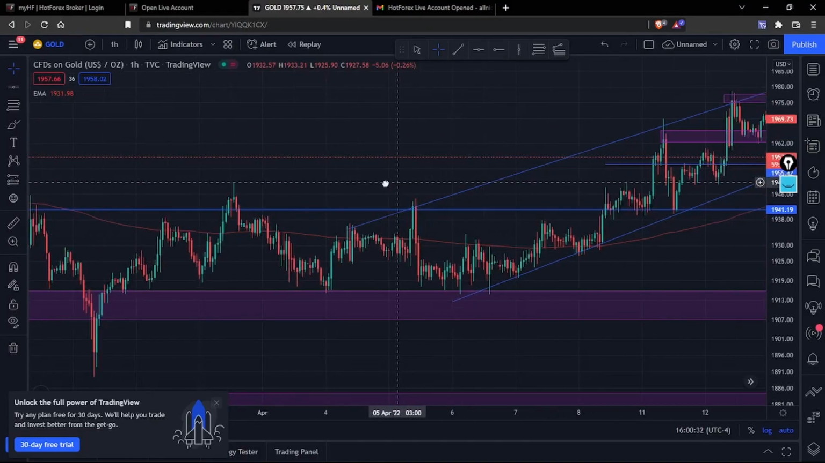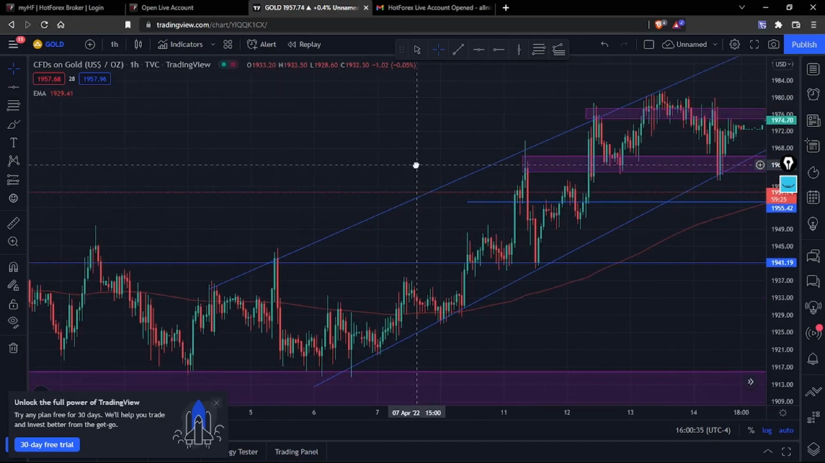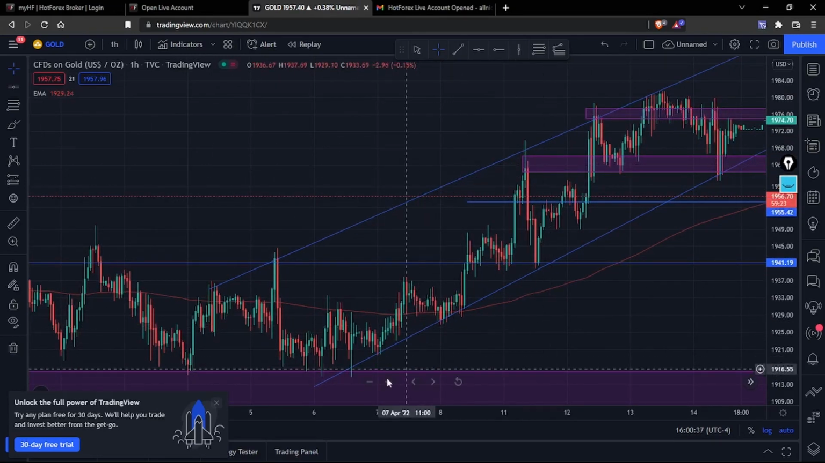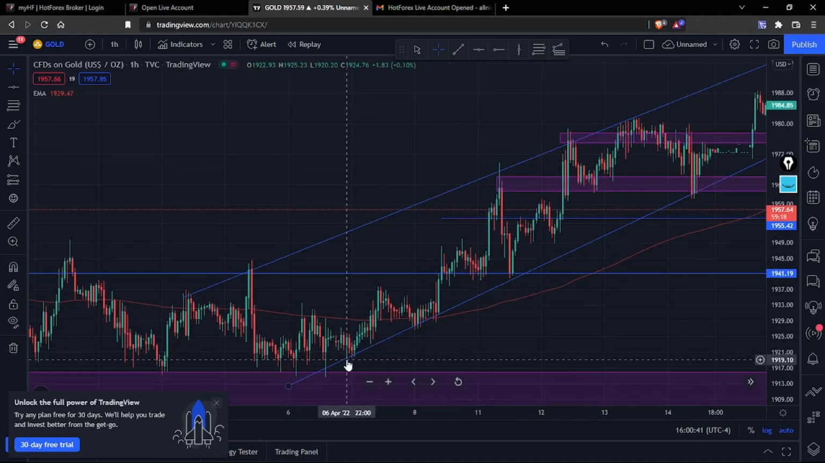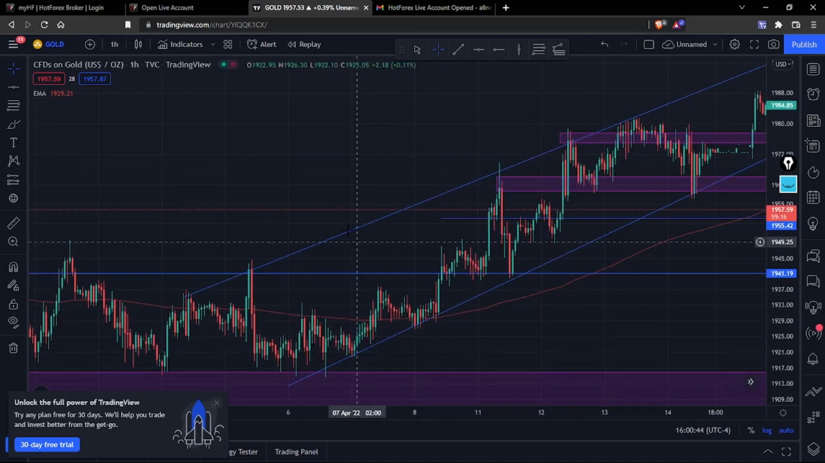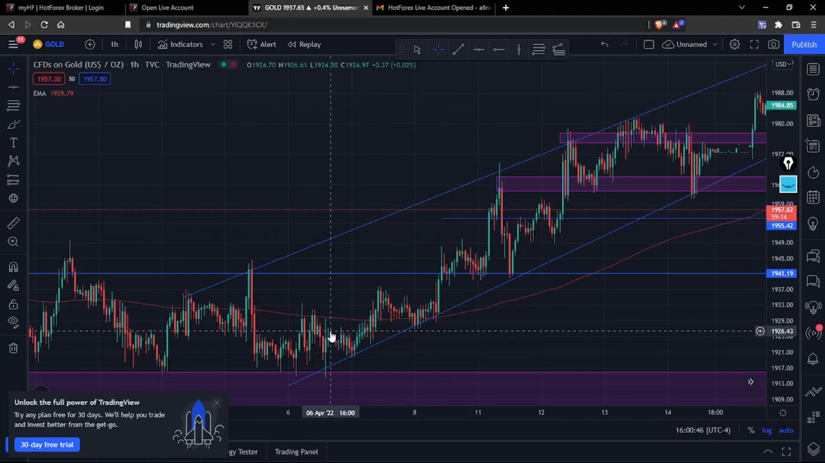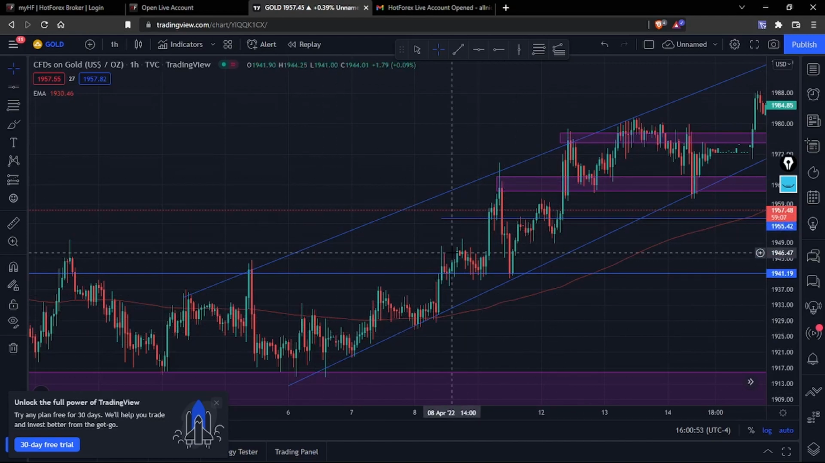So if we head over to the charts here, you'll notice that I have a channel drawn up here, and a channel is basically two trend lines, both at the bottom and at the top. You can have this an upward facing channel or downward channel. It's just two upward trend lines or two downward trend lines.